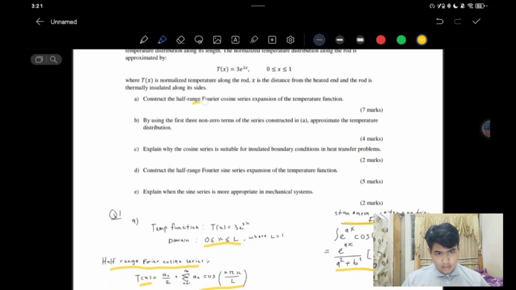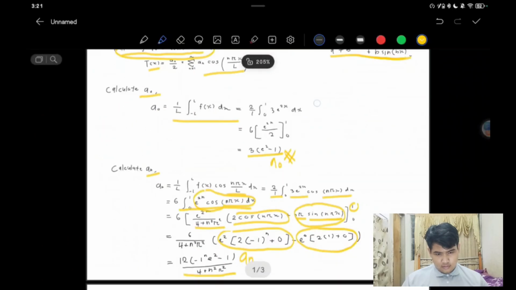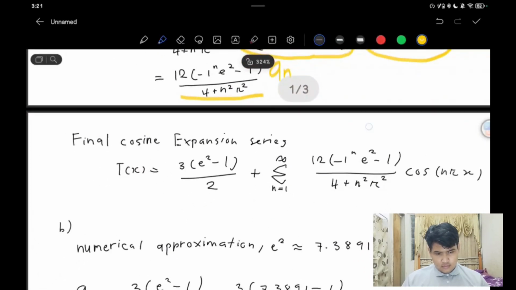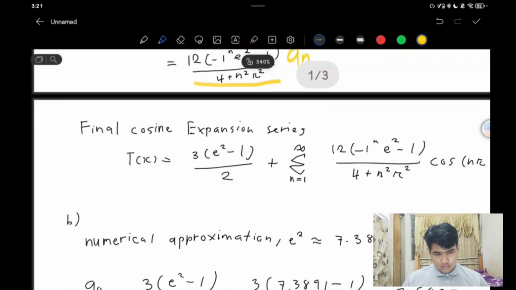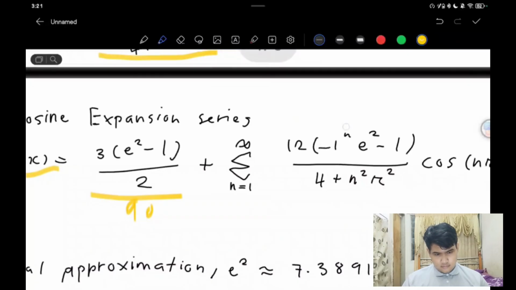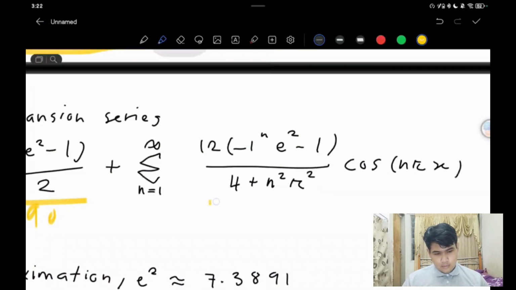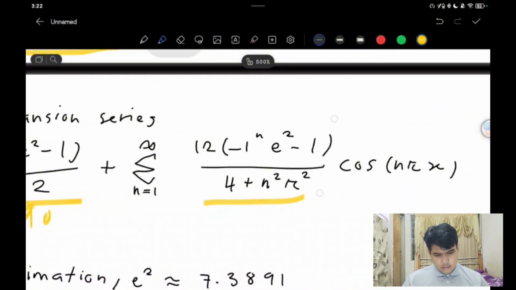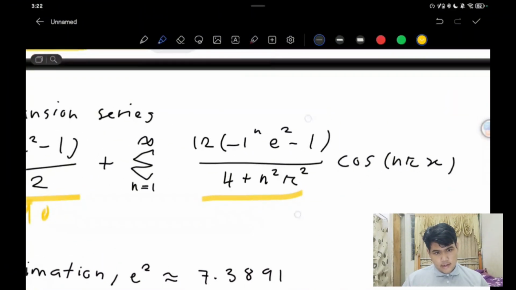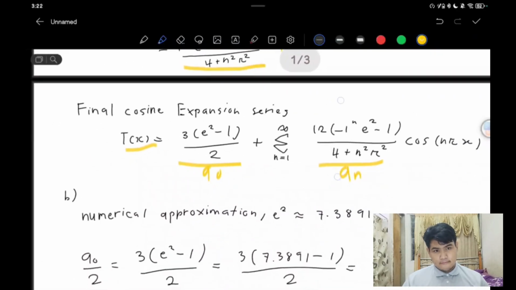And for the half-range cosine series expansion, we use this formula, half-range Fourier cosine series. We need to combine a_n and a naught in this formula. So T(x) is equal to 3 multiplied by (e to the power of 2 minus 1) divided by 2. This is a naught, plus summation of n equal to 1 to infinity, 12 multiplied by (negative 1 to the power of n times e to the power of 2 minus 1) divided by (4 plus n squared pi squared) cos n pi x. This is a_n. So this is the final cosine expansion series.